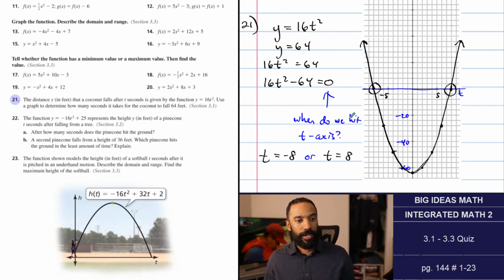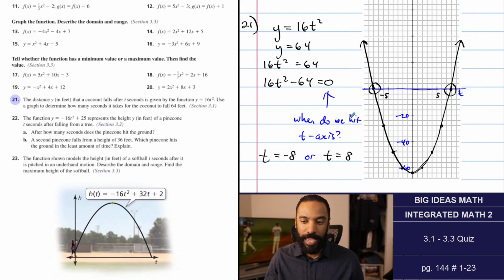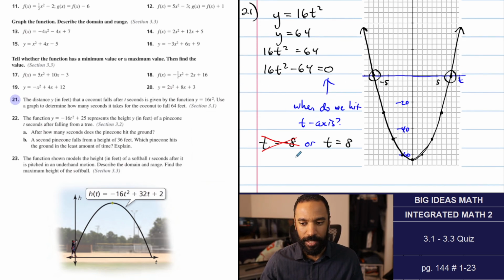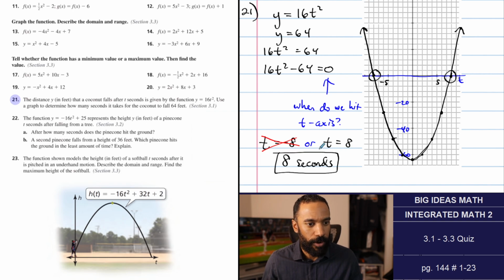Now, the coconut didn't fall in negative time. It fell at time 0, so this one is going to be extraneous. That's not going to apply. t equals 8 will apply, and t is in seconds. So it'll take 8 seconds for this coconut to fall 64 feet.